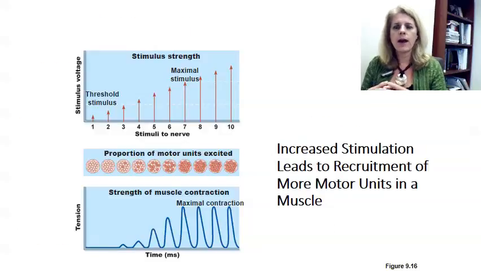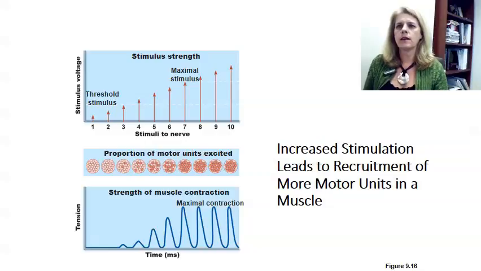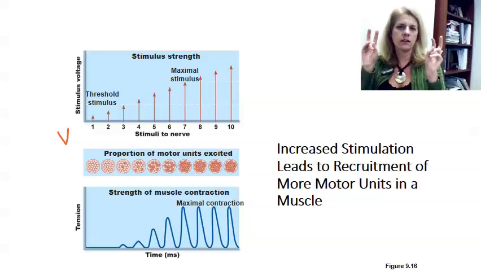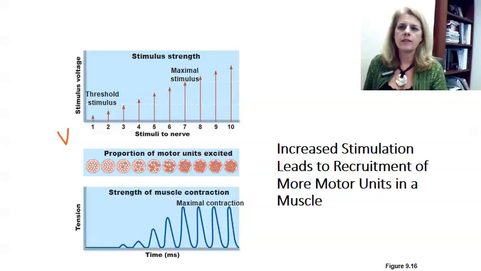So let's talk about how if you increase the stimulation of a muscle, send more action potentials out to a muscle, you could actually recruit more motor units. Okay, so let's pretend that we're going to use voltage. We're going to say these action potentials have a certain level of voltage. And this is the whole muscle.